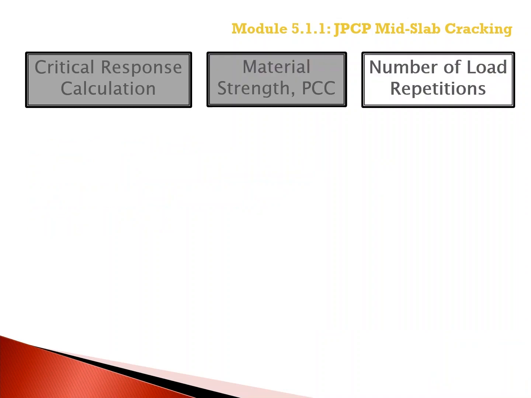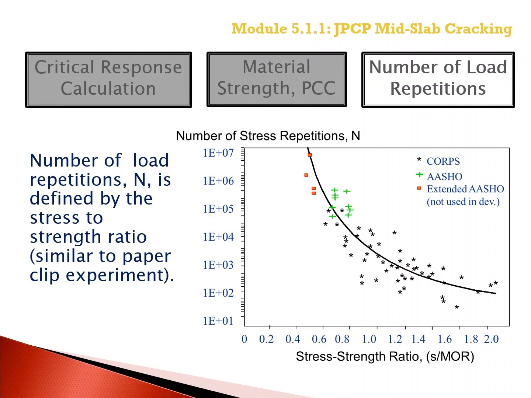Next up is a discussion on the allowable number of load applications to induce fracture for the distress mechanism in predicting fatigue cracks of jointed plain concrete pavements, just like the paperclip experiment demonstrated in Module 2. The number of load applications or repetitions was measured in the laboratory using repeated load bending beam specimens. The applied tensile stress determines the number of load repetitions for that specific tensile stress.